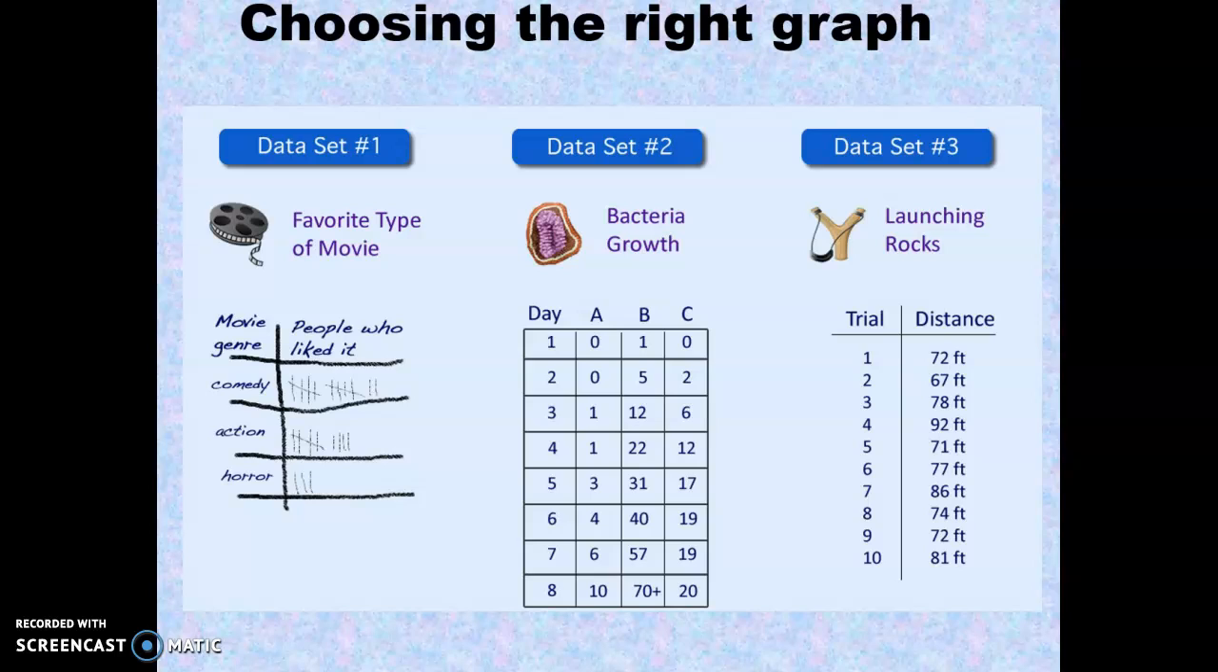Data set 2 is showing us bacteria growth. It's growing over time. It's a trend. So in this case, a line graph would be excellent. Similarly, if we look at data set 3, we have multiple trials and we're looking at a distance of how far a rock gets launched with our slingshot. In this particular case, since we're comparing the distance to each trial, maybe a bar chart would work good here.